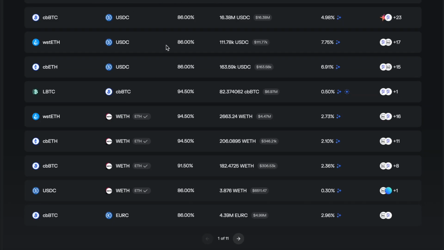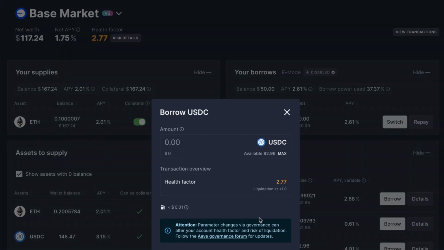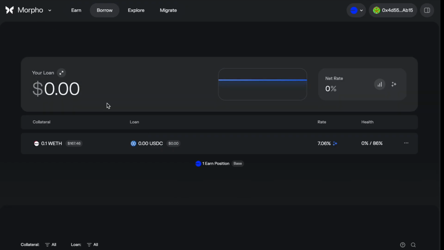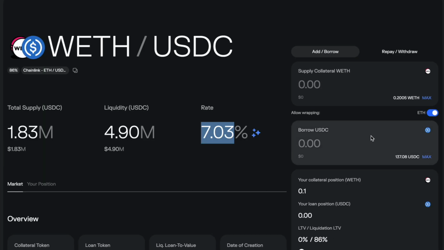Now each of these rows are markets and they are isolated. So what do I mean by isolated? Let's take a look at Aave. I supply 0.1 ETH. I'm able to borrow 50 in GHO. I'm also able to borrow USDC 50. Now coming back to Morpho, I supplied 0.1 ETH into the WETH and USDC market. Now I can go in and I can borrow a max of 137 and I can borrow 50 USDC too.